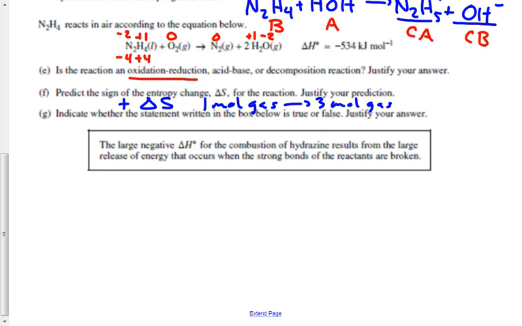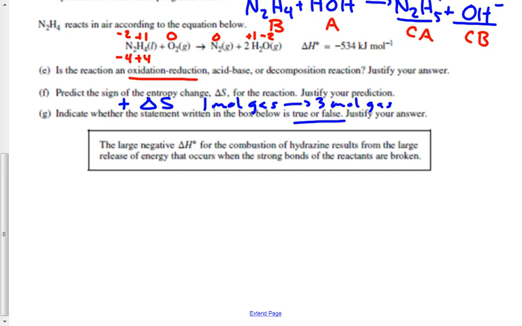Letter G. I love/hate true-false questions. Oops, I almost said the answer first. The large negative change in H for the combustion of hydrazine results from the large release of energy that occurs when the strong bonds of reactants are broken. Whenever they sound like they're just proving something, it's almost always the opposite. I'm not saying that, but at least get your guard up.